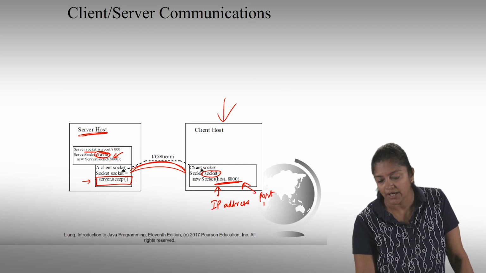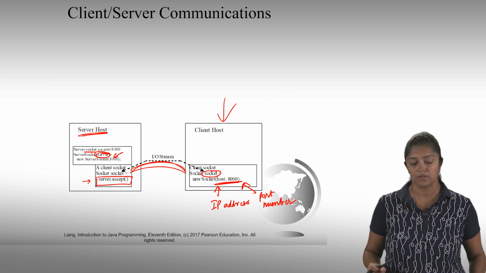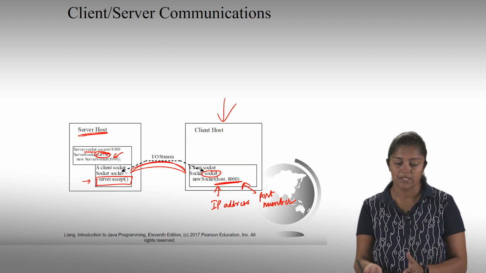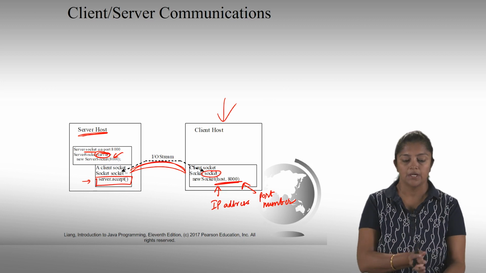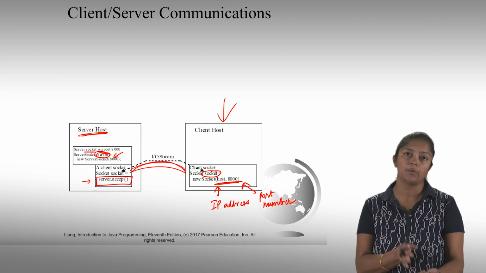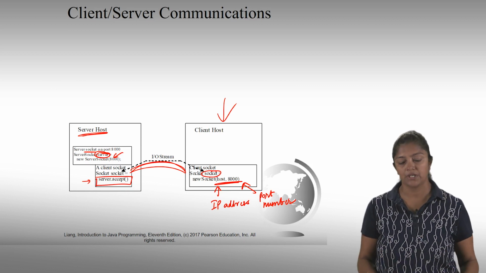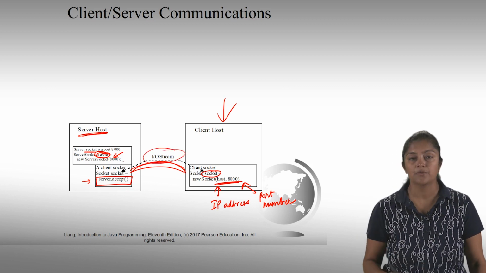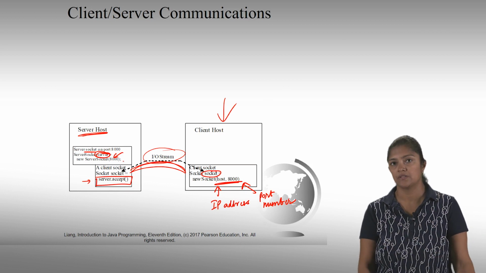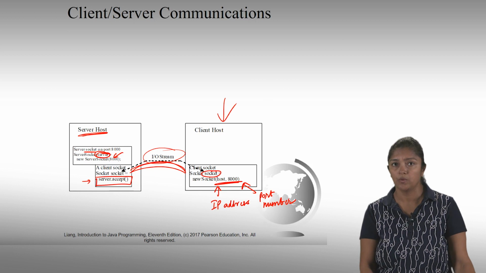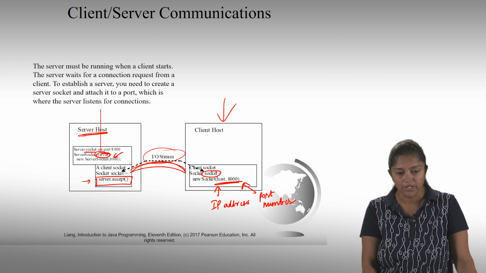Like I said, the client needs to be aware of this information to be able to connect to the server. Once it has this, it creates a socket object, and that sends a request to the server. The moment the server accepts the request, the communication channel is set up, and through I/O streams they can pass data to each other. So that's the overview of how the client-server communication works.